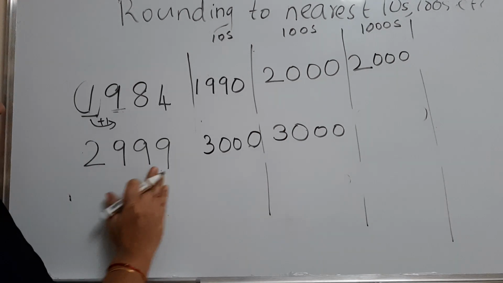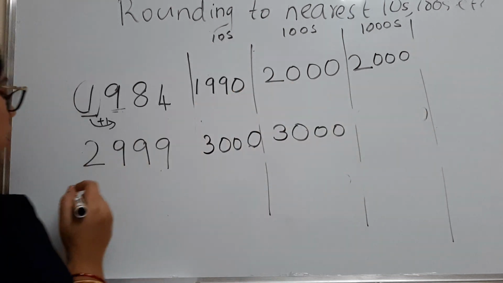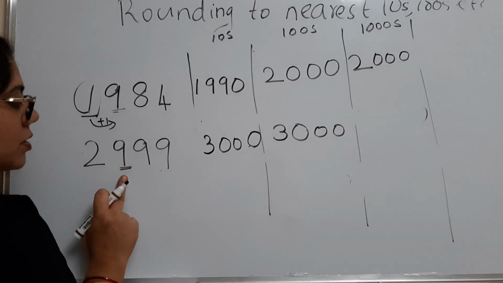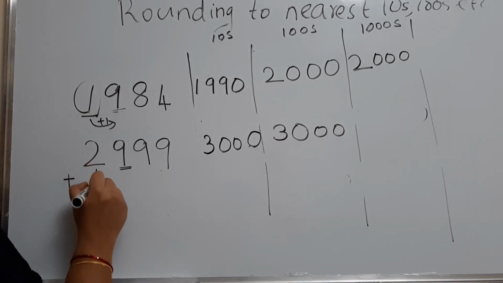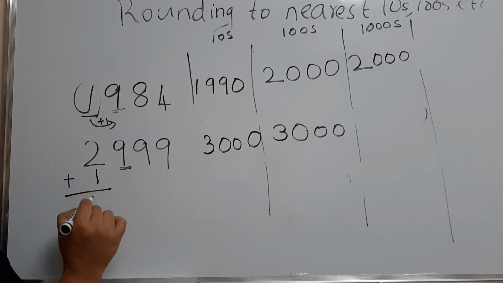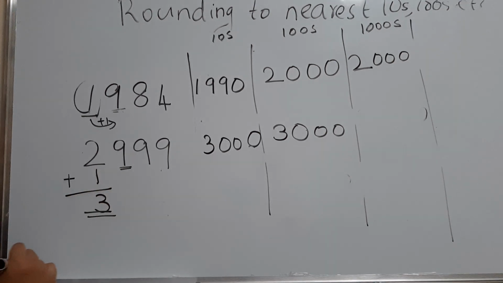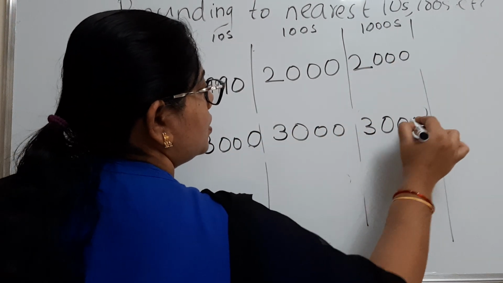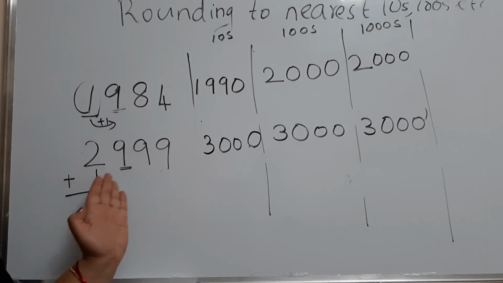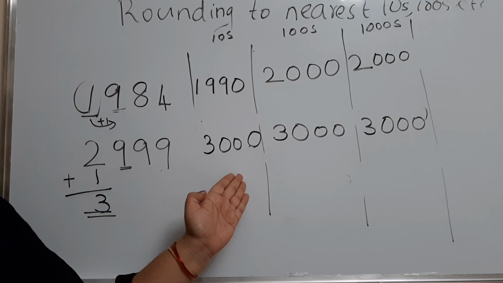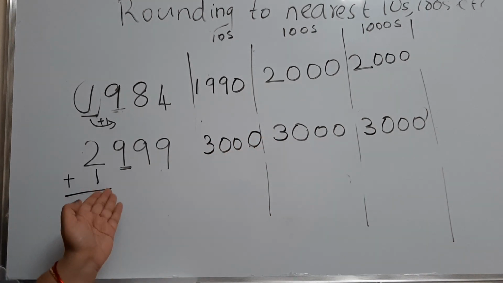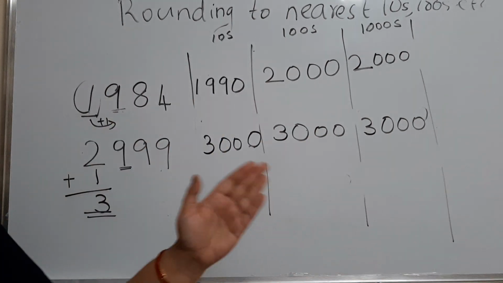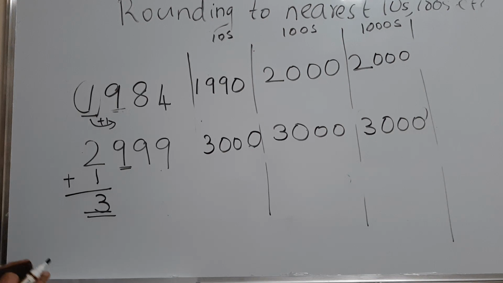Now rounding to nearest 1000. So here you want to check the hundreds place. Hundreds place is greater than 5. So whatever is left, 2 is left, right? So you want to add 2 plus 1. What is 2 plus 1? 3. So 3 followed by 3 zeros, nearest 1000. So we got here for 2999, nearest tens is 3000, nearest hundreds is 3000 and nearest thousands is also 3000. We got the same number only and it is correct, right? So you know how to calculate these.